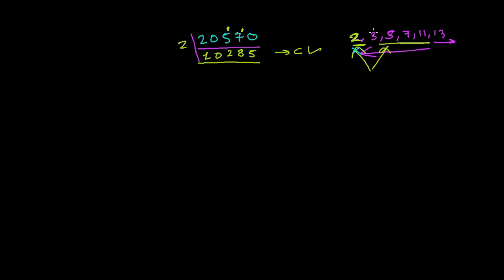Now I need to check whether it is divisible by 3 or not. To check whether it is divisible by 3 or not, I need to add all these digits. 8 plus, from the back I'm going, 1 plus 0 is 1, 1 plus 2 is 3, 3 plus 8 is 11, 11 plus 5 is 16, and 16 is not a multiple of 3 and is not divisible by 3, so that's why I need to quit this 3 also.